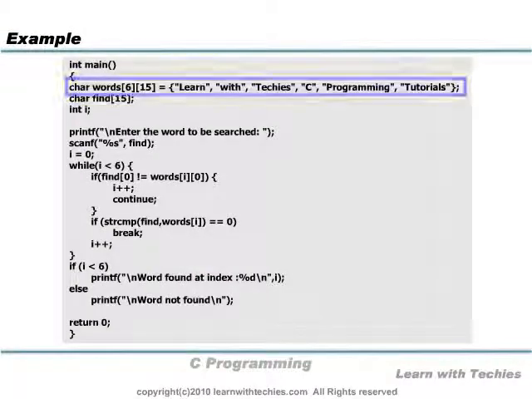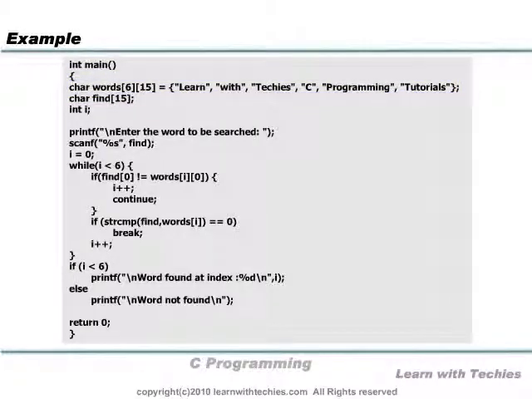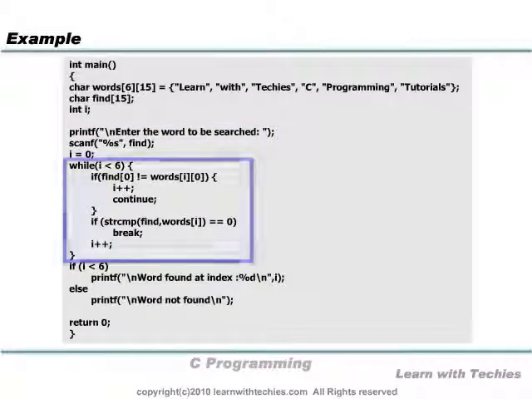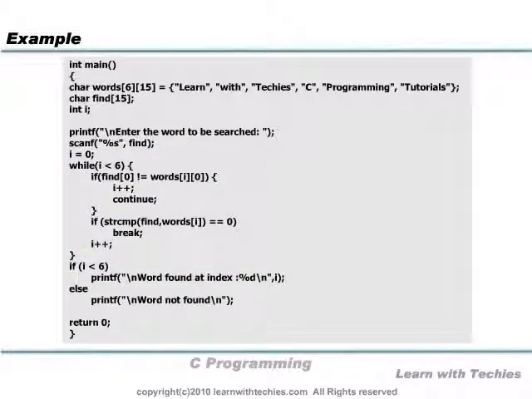The two-dimensional array will have the list of words, in which the input word has to be searched. As you can see in the code, the array has a set of words. The first step would be to get the input from the user using the scanf function. Now using the while loop, we will start comparing the input word with each word in the array.